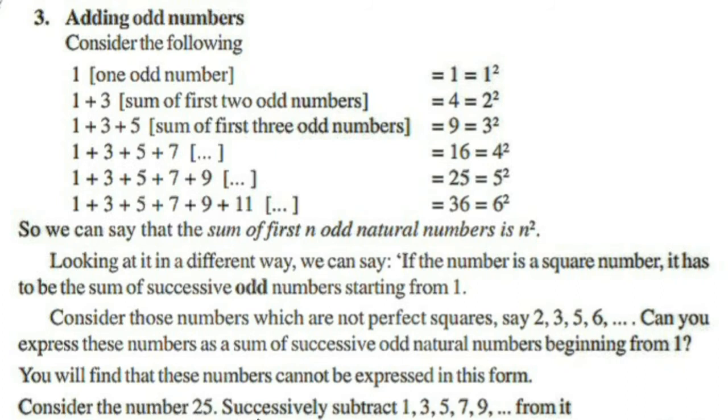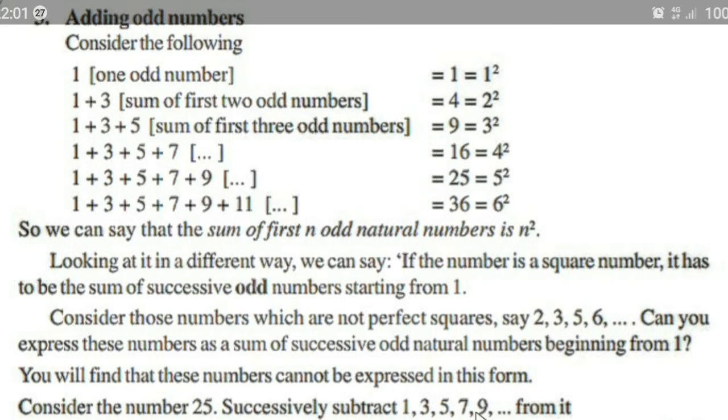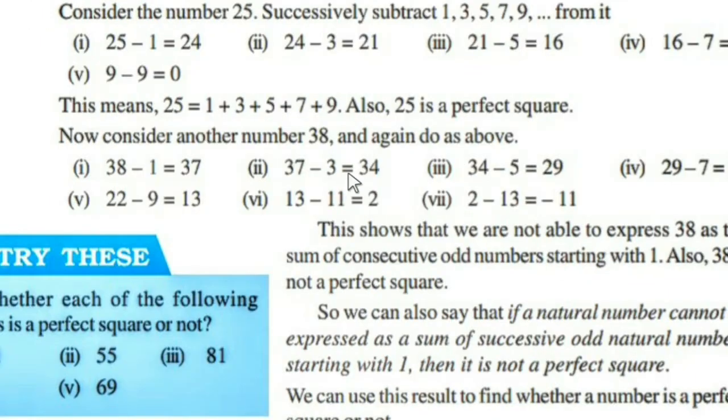Consider the number 25, successively subtract 1, 3, 5, 7 and 9 from it. So let us see how to do it. If we subtract the odd numbers 1, 3, 5, 7, 9 from 25 successively, how will we do it? 25 minus 1 equal to 24. Now 24 minus 3 equal to 21. Now we will subtract 5 from 21, so 21 minus 5 equal to 16.